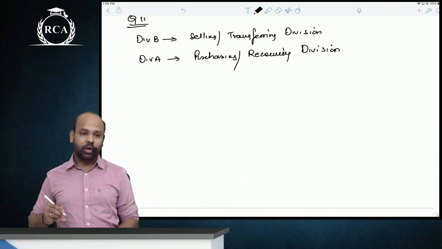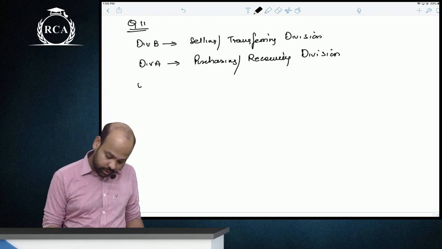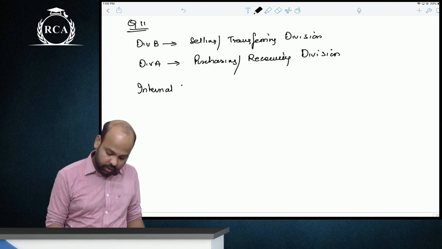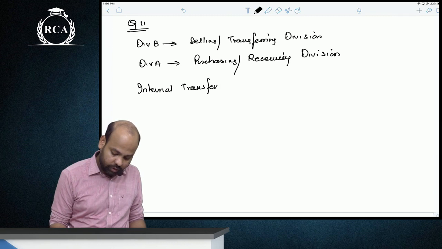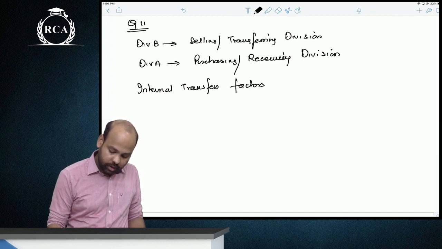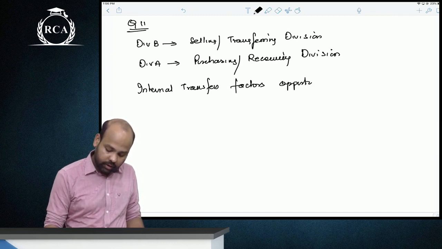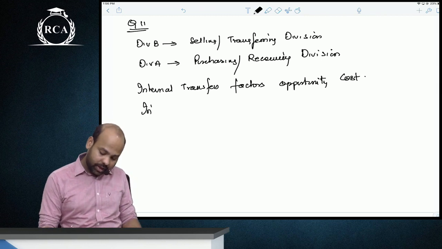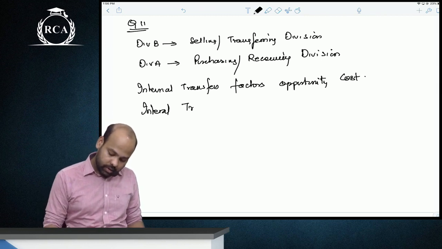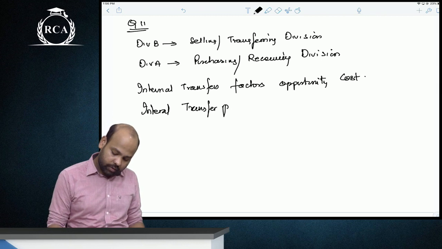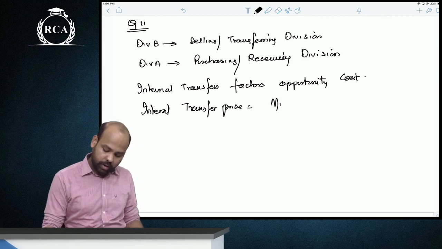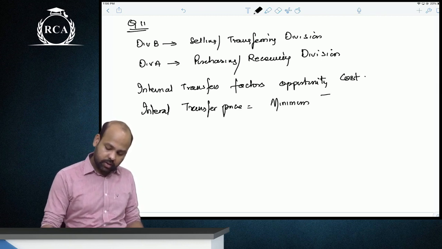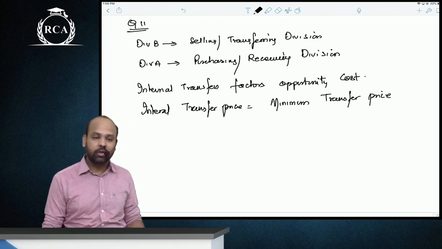What is most important to understand here is that internal transfers factor opportunity cost. When they use a word like this, what do you understand? Internal transfers factor opportunity cost. That means your internal transfer price will be equal to minimum transfer price.